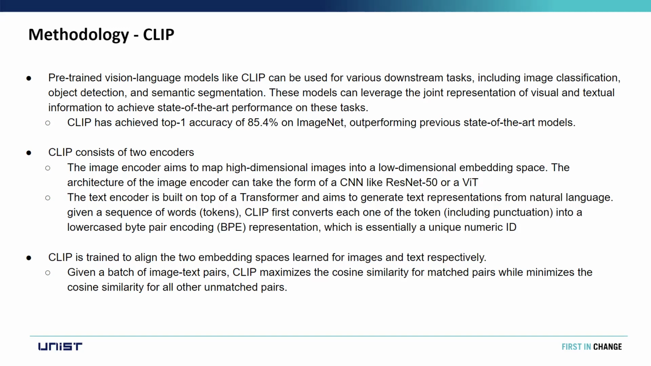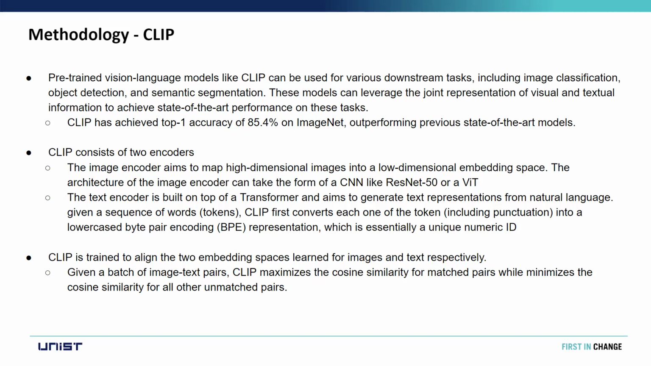And CLIP consists of two encoders. The first is the image encoder, which aims to map high-dimensional images into a low-dimensional embedding space. The architecture of the image encoder can take the form of a CNN or a vision transformer. The second is a text encoder built on top of transformers, which aims to generate text representation from natural language, given a sequence of words, also known as tokens. CLIP converts those into lower byte pair encoding, which is like a unique numerical ID for each token.